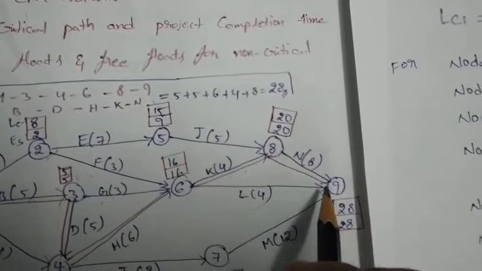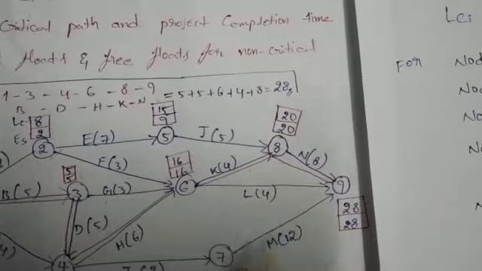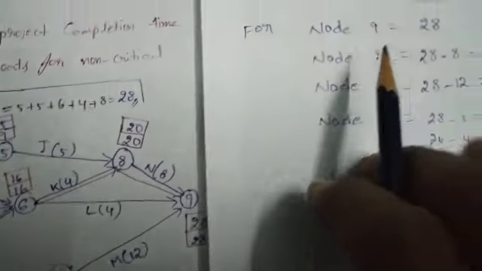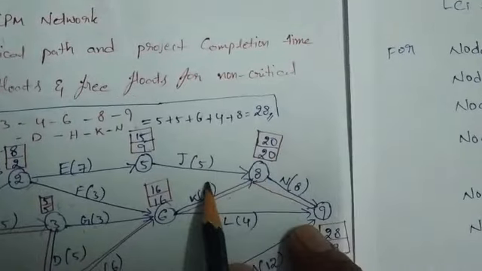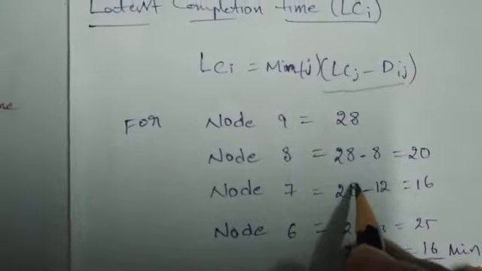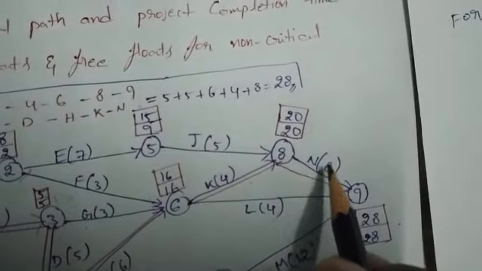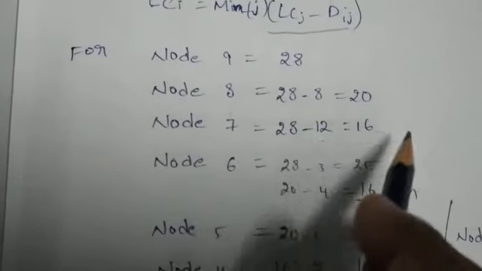So here 9 to 8, 9 to 6, 9 to 7 will be transformed to the 3 types of nodes. First, you consider the 9th node, which is 28, and it will go to the 8th node. So what is the value? Node 8 is 28 minus the duration, 28 minus 8 is 20. So node 8 is completed. And next node 7, 28 minus 12, 16.